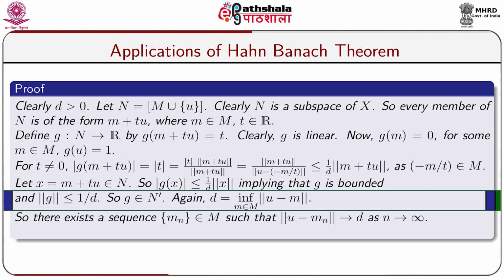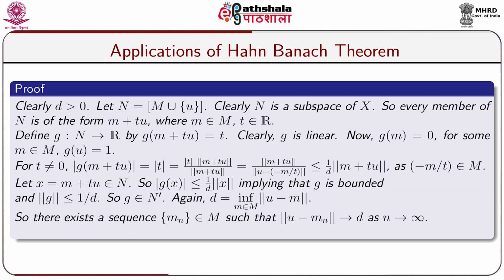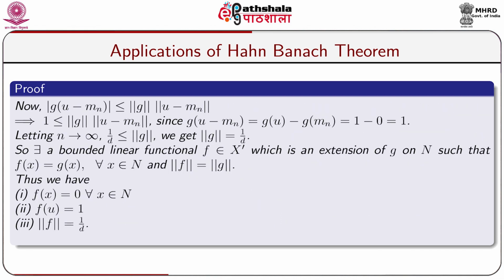Again, d = infimum of ‖u − m‖, where the infimum is taken over all such m taken from M, where M is a closed subspace. So, by the property of the infimum, there exists a sequence of elements m_n belonging to M such that ‖u − m_n‖ tends to d as n tends to infinity. Now, |g(u − m_n)| ≤ ‖g‖ ‖u − m_n‖, considered because g is a bounded linear functional. Now, g(u − m_n) = 1, so 1 ≤ ‖g‖ ‖u − m_n‖.